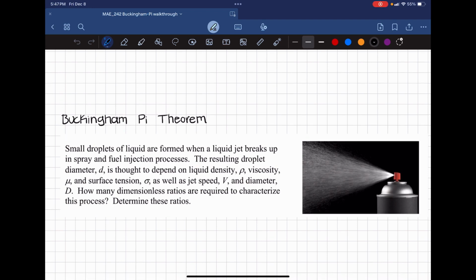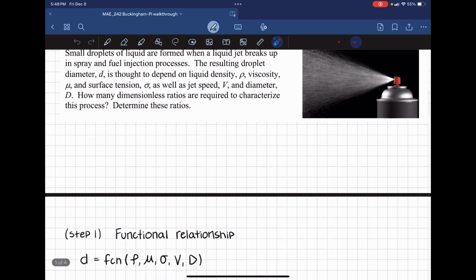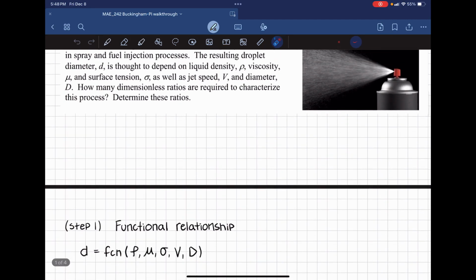So the first step in this problem is going to be to determine the functional relationship between our dependent variable and our independent variables. And for each step in this, I have already gone through and solved all of them, and I'm just going to walk you through. So scroll down. Here is what your functional relationship setup is going to look like.